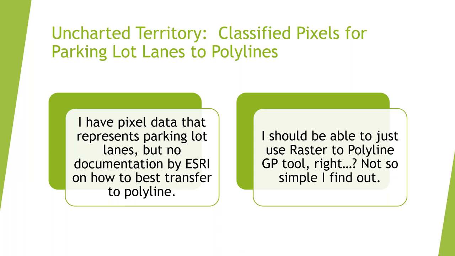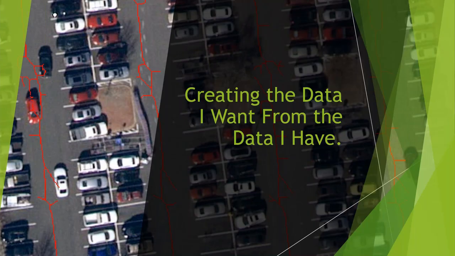I thought I would just be able to use raster to polyline. However, that did not actually create the line work I wanted. It created line work for each pixel in the output raster, which was not ideal. So each pixel had its own line, so that's not really usable. So I need to create the data I want from the data I have.